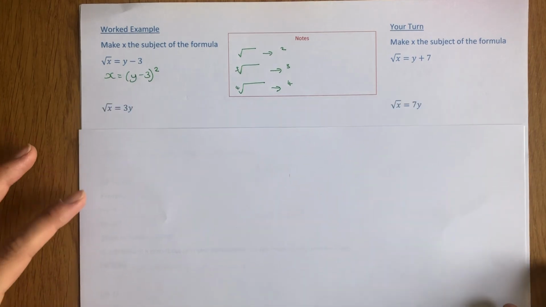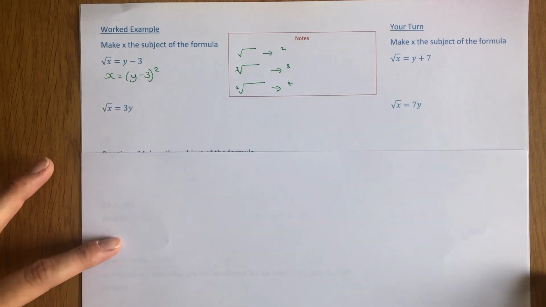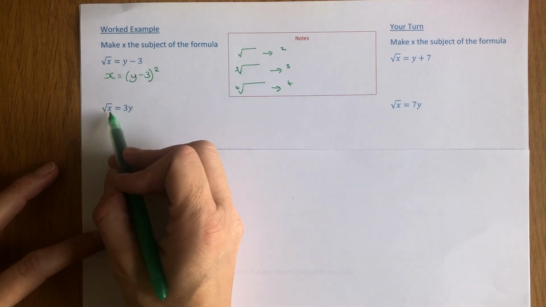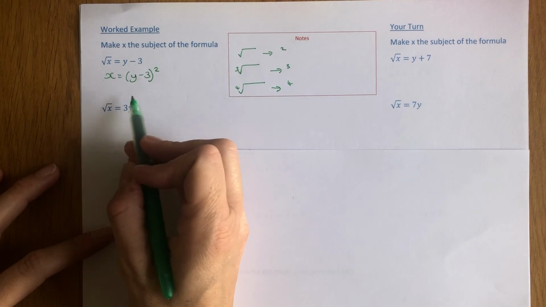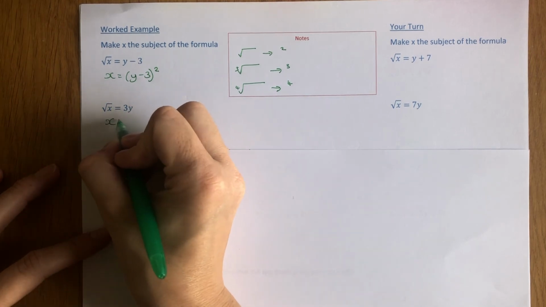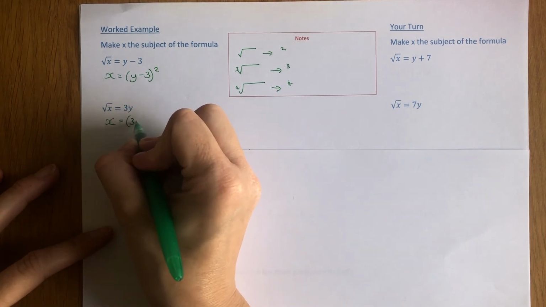Okay, got another example for you here. So, square root of x equals 3y. So the opposite of finding the square root is to square. Remember to pop it into brackets.